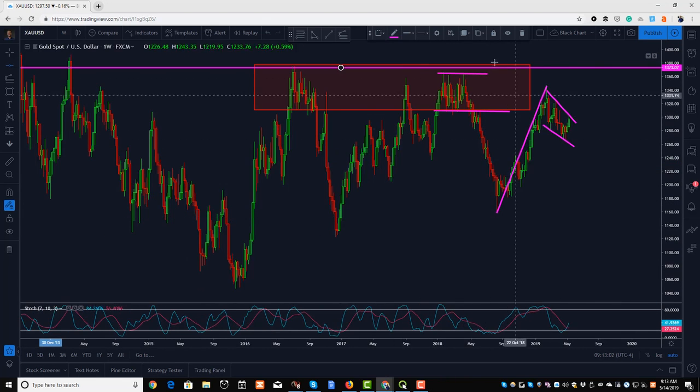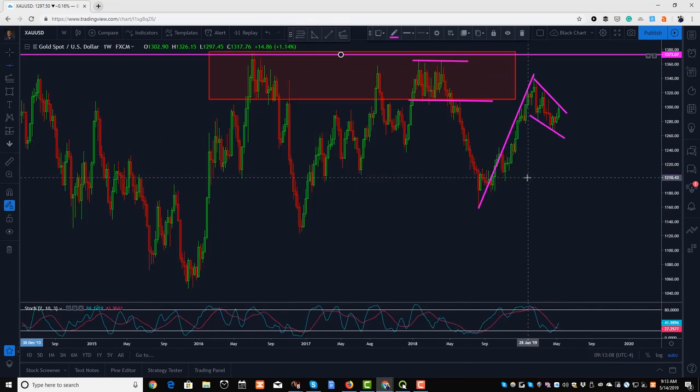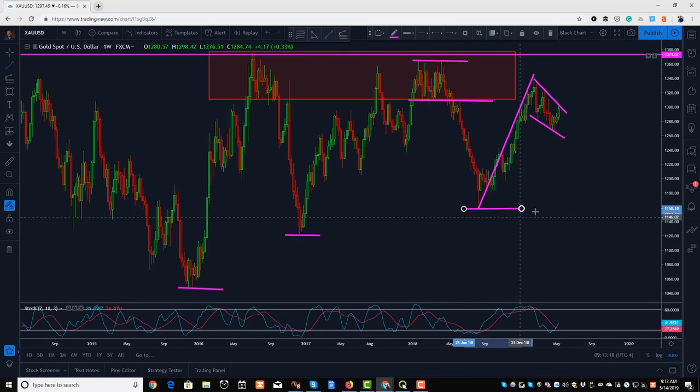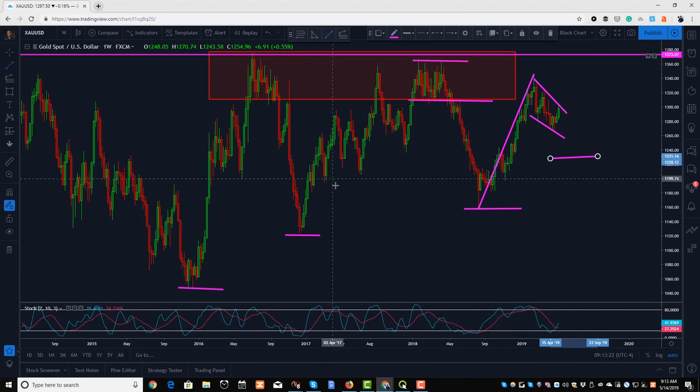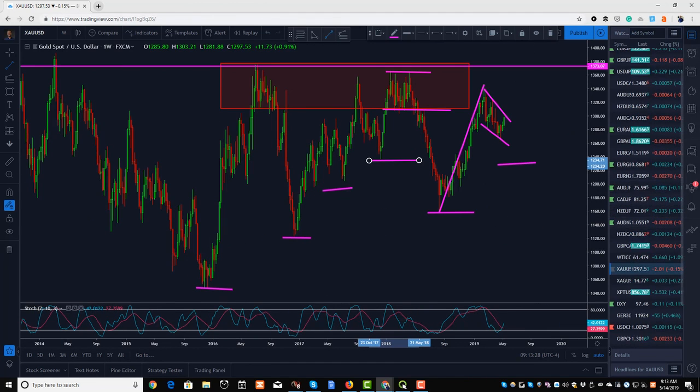But until we break this level, I have no reason to anticipate that. One can make the case that the bigger pullbacks are getting smaller, or getting higher. But one could have also made the case here. So it's tough. It's tough. But that was gold.